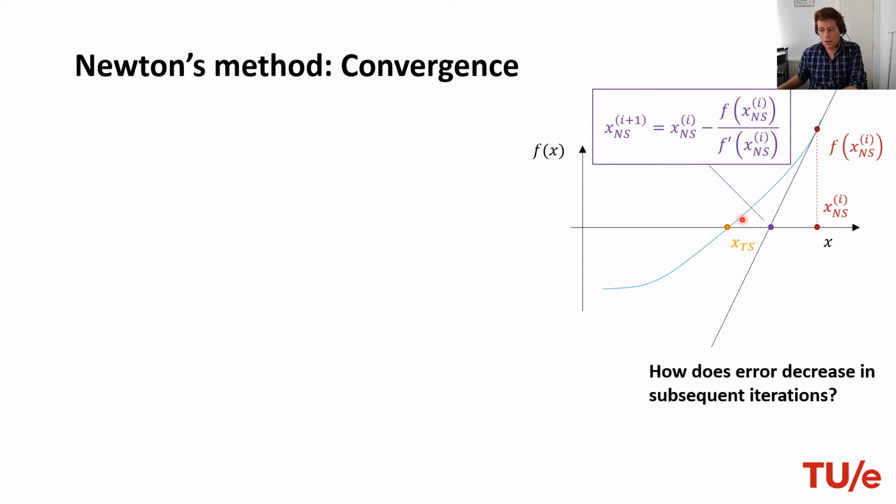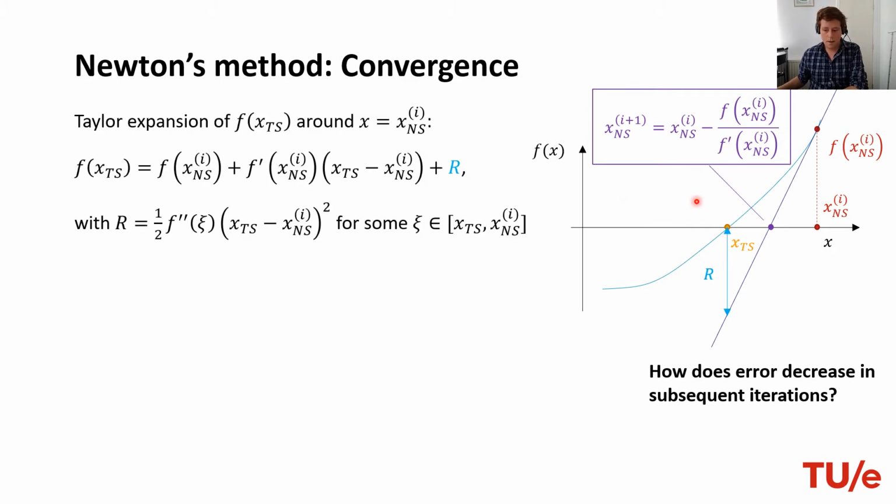Okay, so we know that in an iteration i, we will update the solution based on this formula over here. So the solution in the next iteration will be here. And we want to take a look at how the error, which at this point is equal to this length, how that decreases until this length. Now, as with many things, we can do this using Taylor series. So what we do is we make a Taylor expansion of the function evaluated at the true solution around the solution in iteration i.